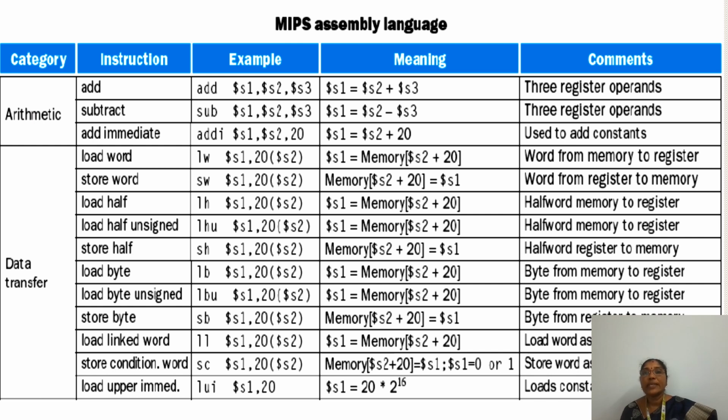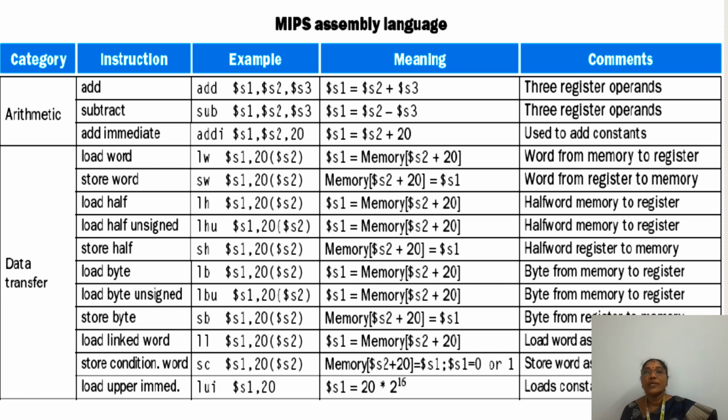So $S1 is equal to memory of $S2 plus 20. So the corresponding word 20 plus the content of that register S2 is the address. From that address, you are going to transfer the content to the register S1. This load word is going to do the transfer of the data from memory to the particular register, whereas the store word is just the inverse of load word. Here it is going to transfer the data from the register to the memory, and hence we are using store word SW.